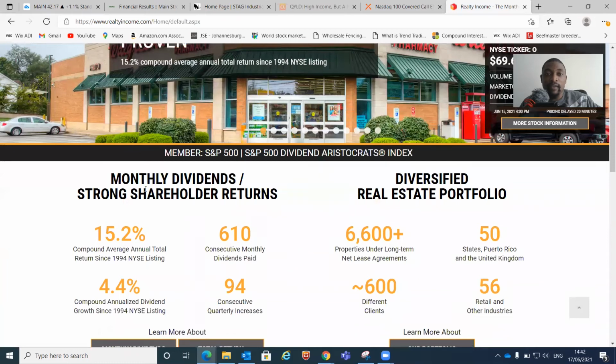So yeah, last time we said that Realty Income is a real estate investment trust that pays a monthly dividend. As you can see there, it's monthly dividends. So they say it's a strong shareholder return.